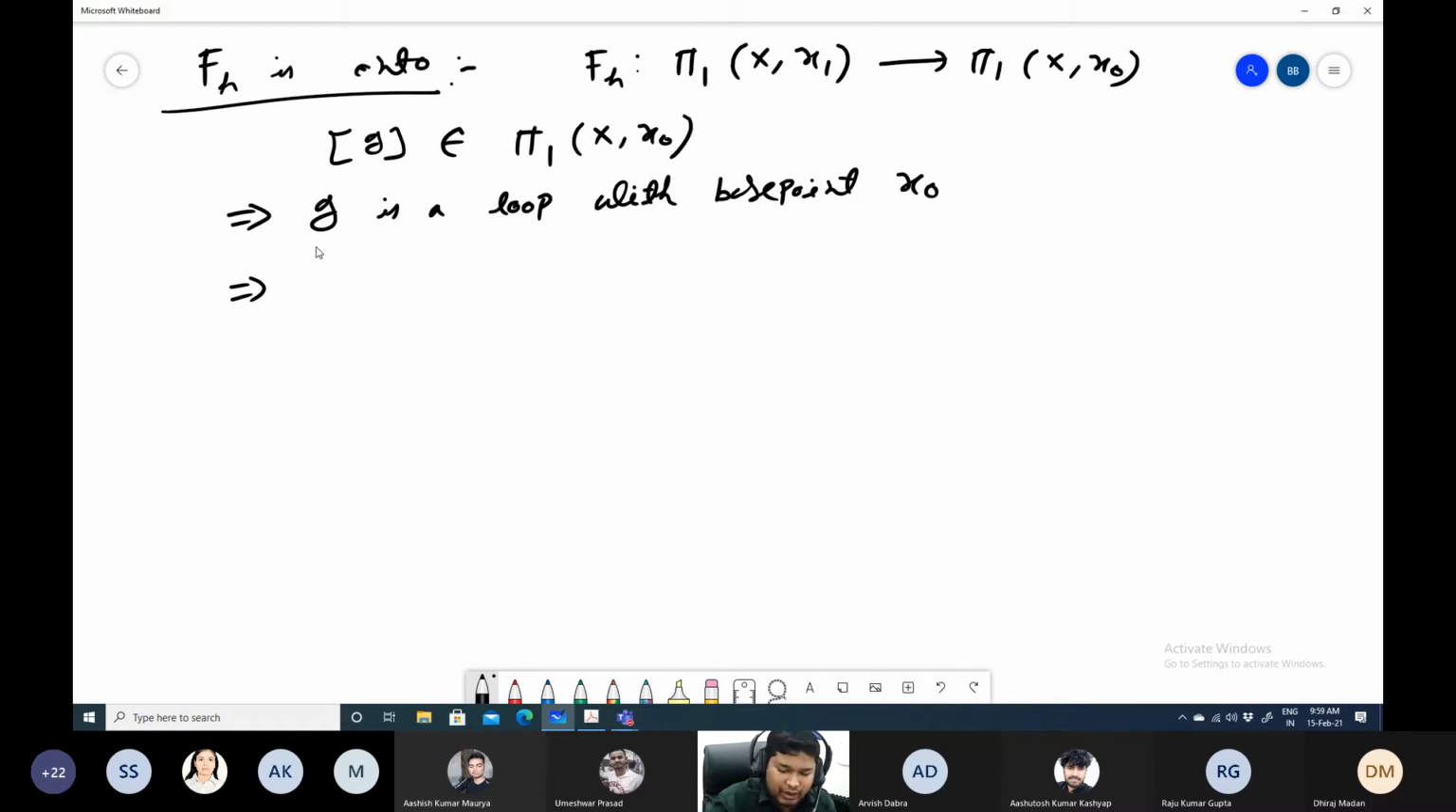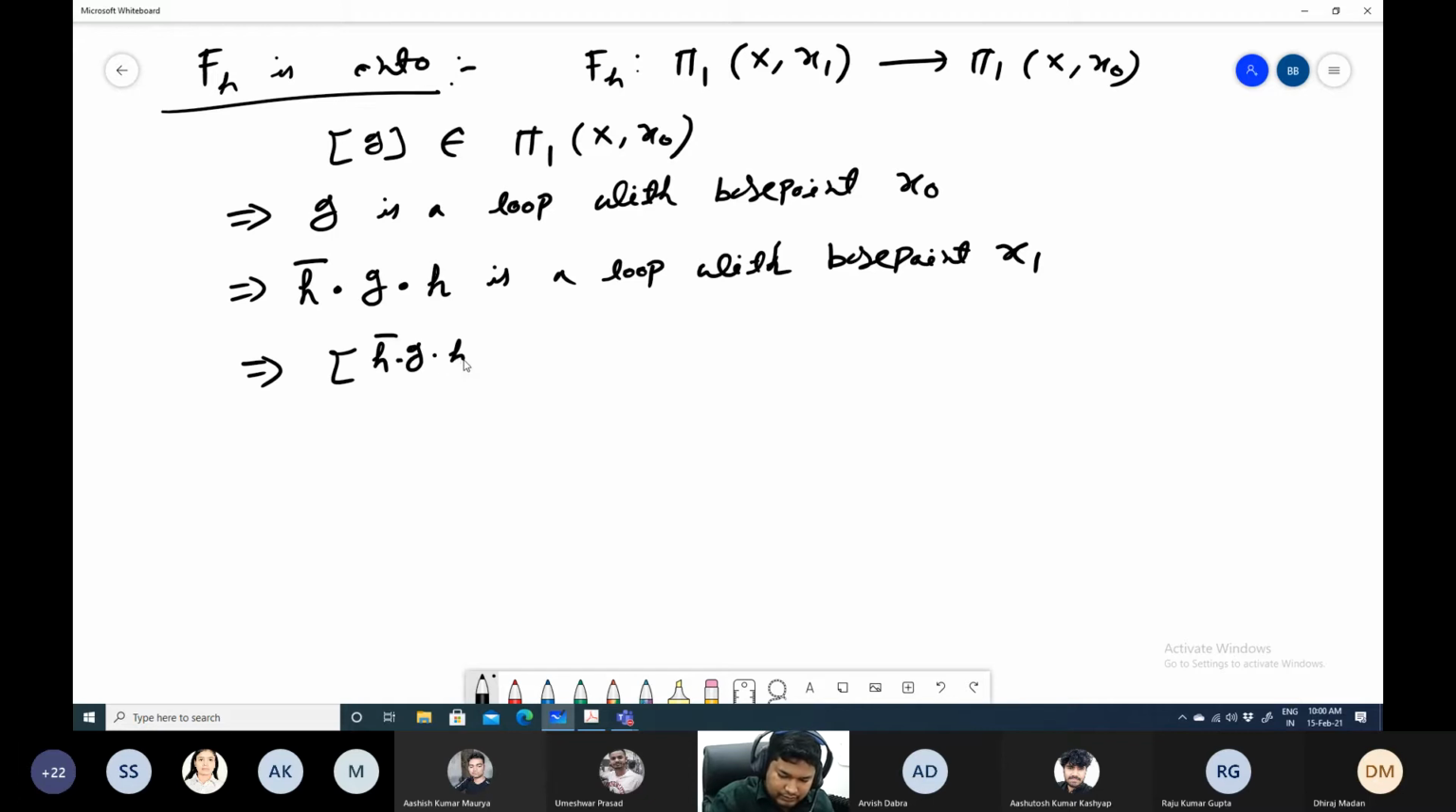Now what we can do? Now we can product h bar and h with g, right? Now if we take h bar, what is h bar? H bar is a path from x1 to x0. So its endpoint is x0. Now the starting point of g is x0, so it is well defined. Now the endpoint of g is again x0, and we can product with h because the starting point of h is x0. So this is well defined, and this is a loop with base point x1. So that means you can say that this belongs to pi1(X, x1).